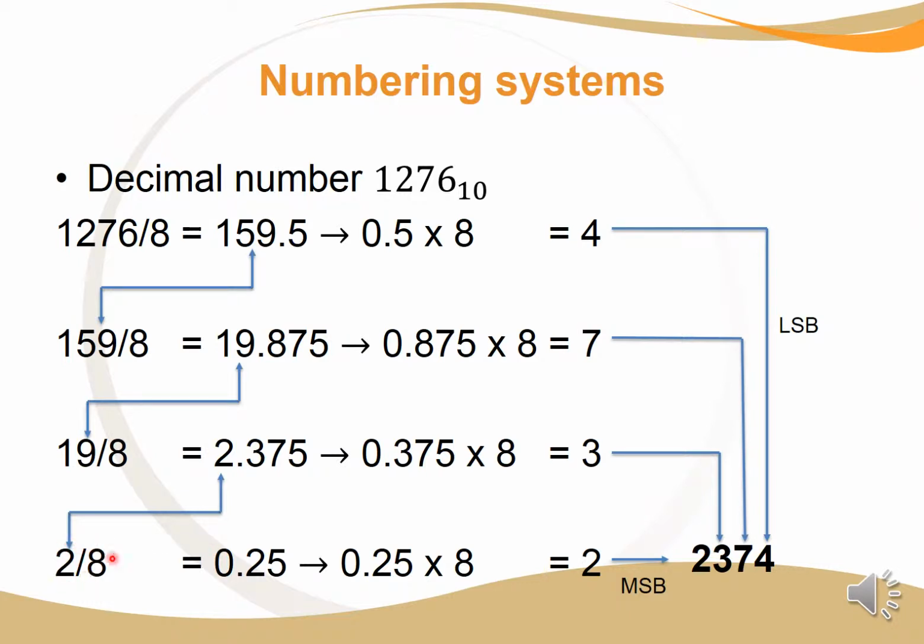And then 2 divided by 8 is 0.25. When we see the 0, we stop, because 0 divided by 8 is 0, so it won't go on in any case. But then 0.25 times 8 is 2. And this last number, when we get to 0, is our most significant bit. Writing down the number, it is 2374, which is the same as we got previously. So just remember, the last one is the most significant bit, and the first one you work out is the least significant bit.